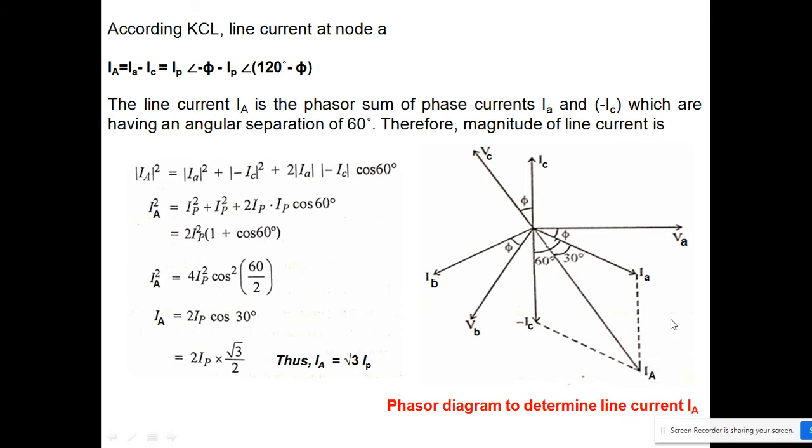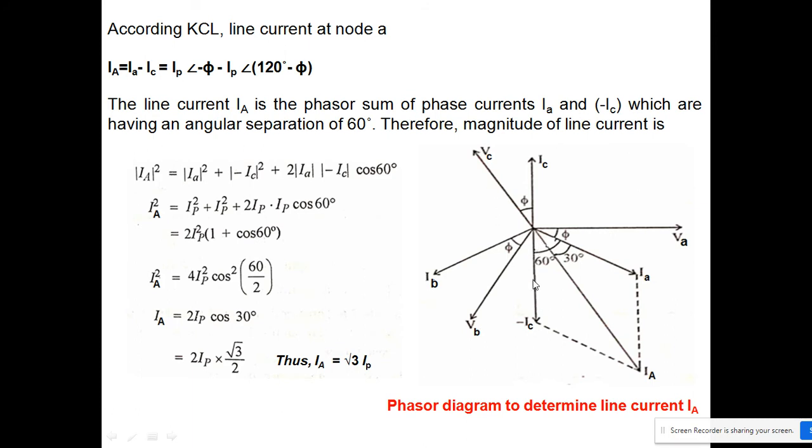Second, we are talking about minus IC. I will draw my IC just in the opposite direction, because from this equation you can see it is in the opposite direction. I am putting minus IC here, so it becomes equal to this. In this condition, if I draw this one, then it is nothing but a parallelogram, where the magnitude of this vector and the magnitude of this vector are equal. And what is this? This is the phase current.